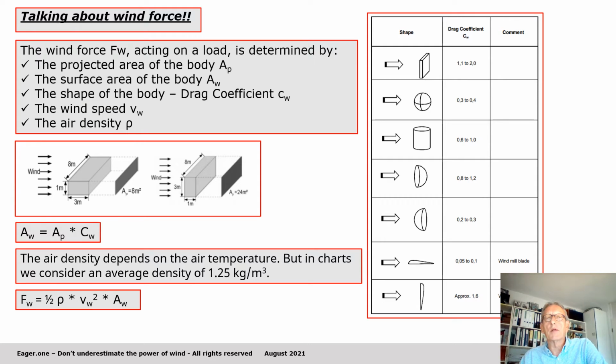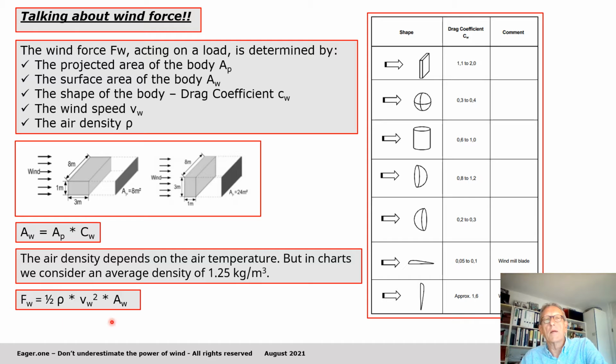First of all, we will calculate the surface area of the load and the force out of wind. Now, the surface area is given in this formula. It's the projected area, the wind catching area perpendicular to the direction of the wind, multiplied with the so-called drag coefficient. This drag coefficient depends on the shape of the load, of the body, and this multiplied with the projected area gives the surface area.